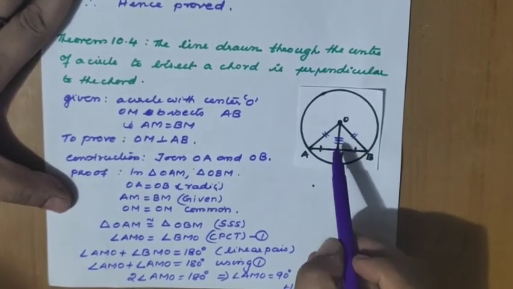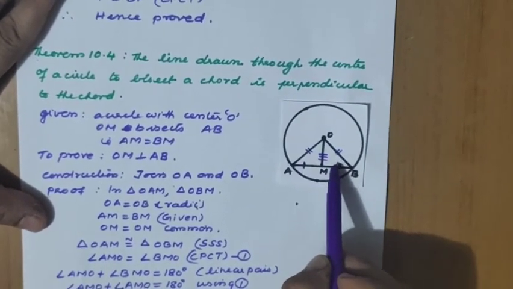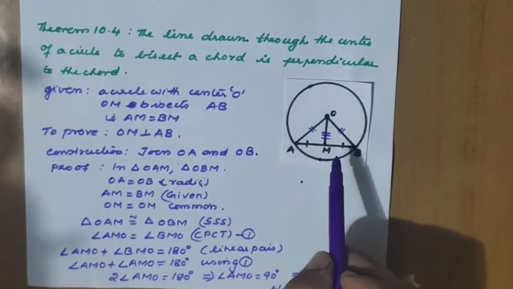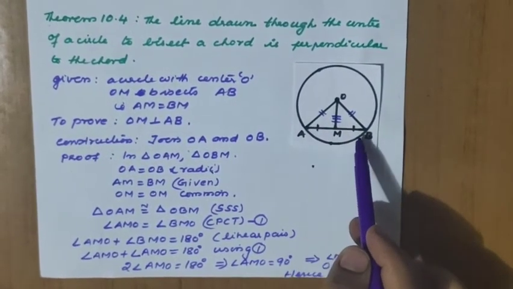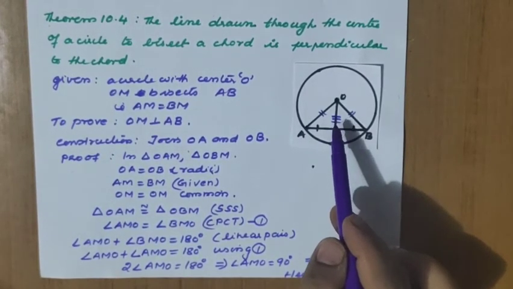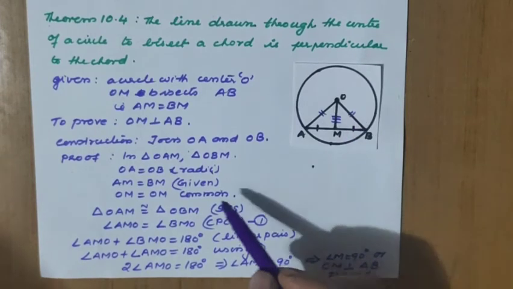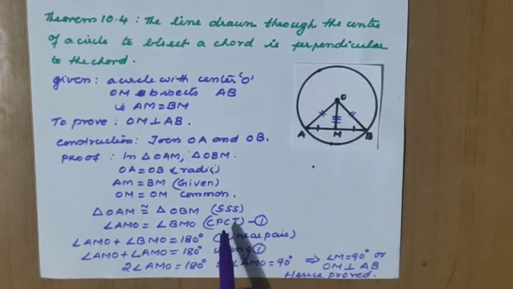So what is the proof here? OA, OB we have joined, we are getting the two triangles, and in these two triangles which criteria are we using? SSS criteria. The first side is AM and BM, because OM bisects the chord, already given. OM is the common side. Now the radii are the third side. All these three sides we have used, so these two triangles are congruent by SSS.